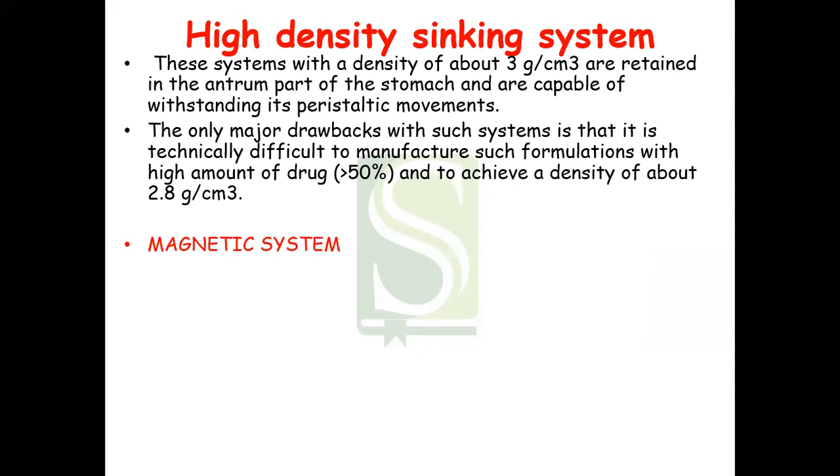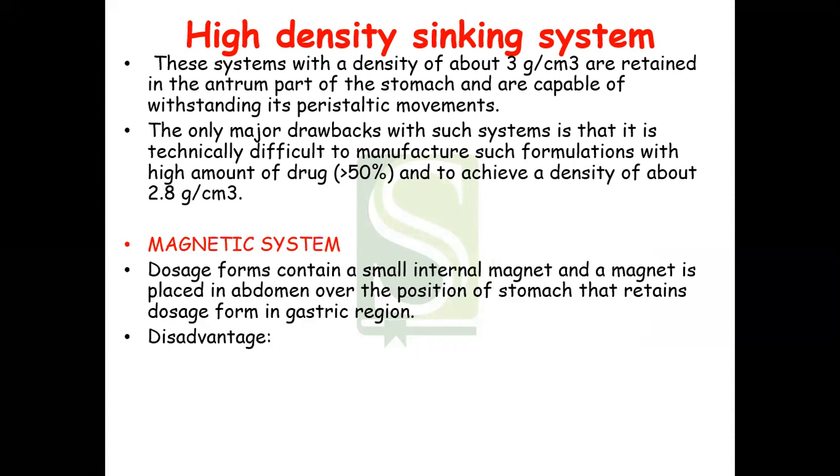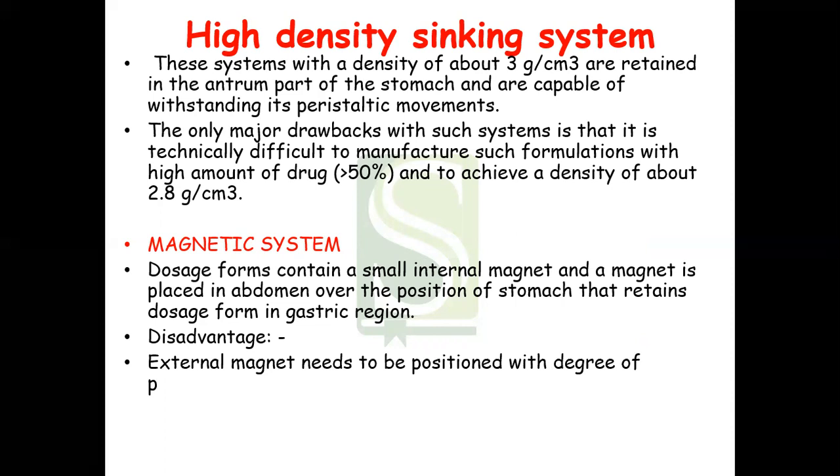The next approach is the magnetic system. The dosage forms contain a small internal magnet, and a magnet is placed externally on the abdomen over the position of the stomach, which will help to retain the dosage form in the gastric region. But this system has many disadvantages. The first disadvantage is that the external magnet has to be positioned with a high degree of precision, and also this system shows patient non-compliance, and hence it is not in use much.